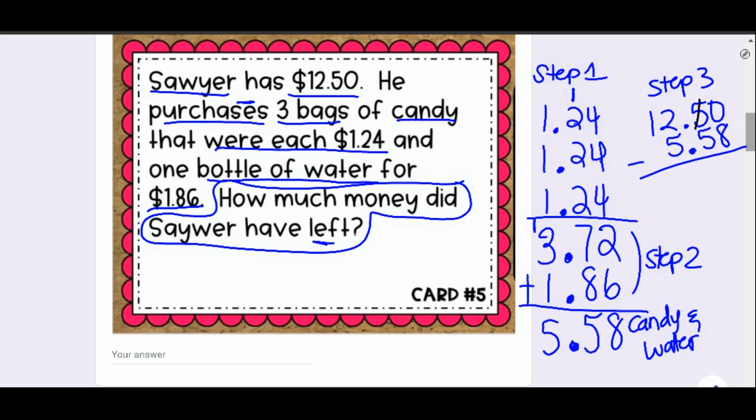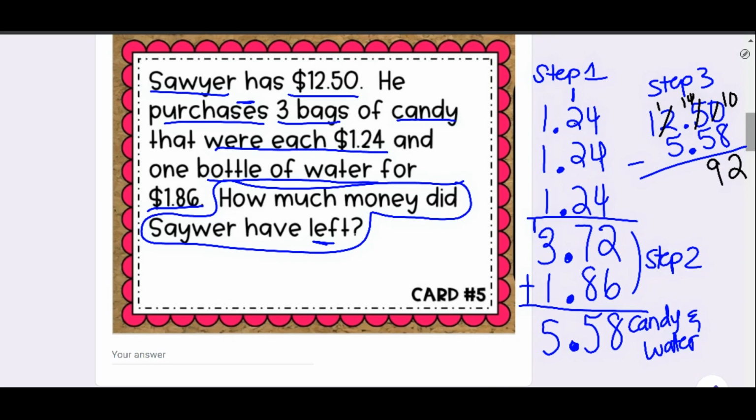Can I do 0 minus 8? No, I cannot. So borrow and regroup. Now I can do 10 minus 8, which is 2. Can I do 4 minus 5? No, I cannot. Borrow. Now this is 14. 14 minus 5, that's 6, 7, 8, 9, 10, 11, 12, 13, 14. That's 9.